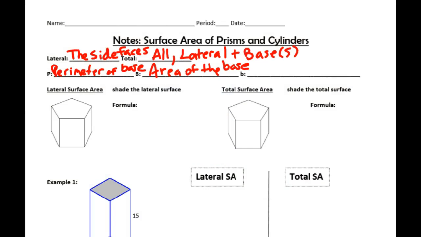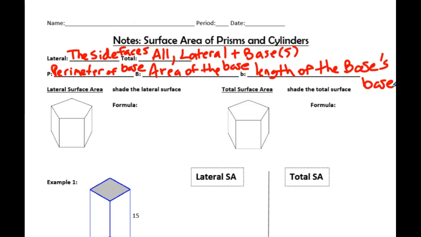So let's write this down. Little b, it's the length of the base's base. The base shape has a base length. Okay? I'll show you what I mean as we go through this.